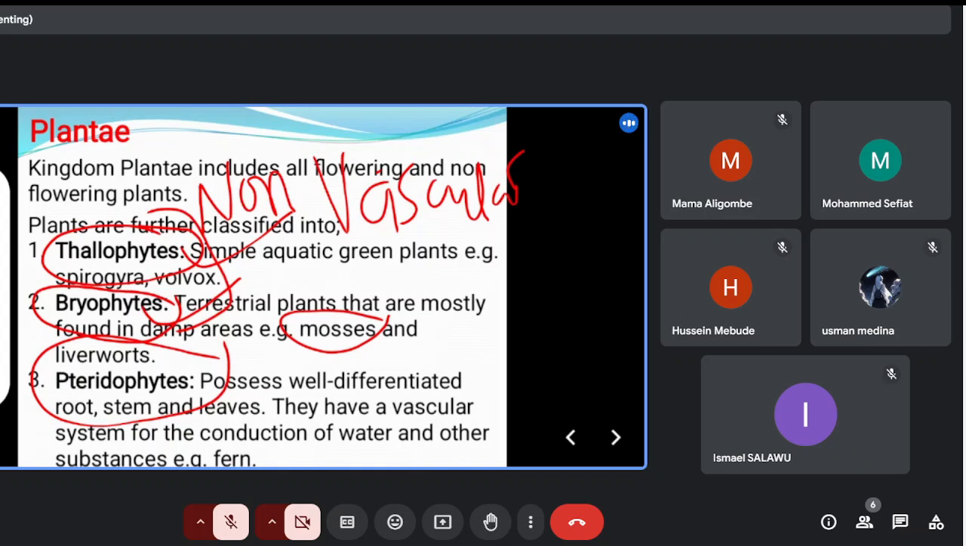Now, when you come down to pteridophytes, then you'll be talking about vascular bundles. So they are vascular plants, and of course, they have the root, stem, and leaf structure. Very true. Original ones, not imitation like that of bryophytes.